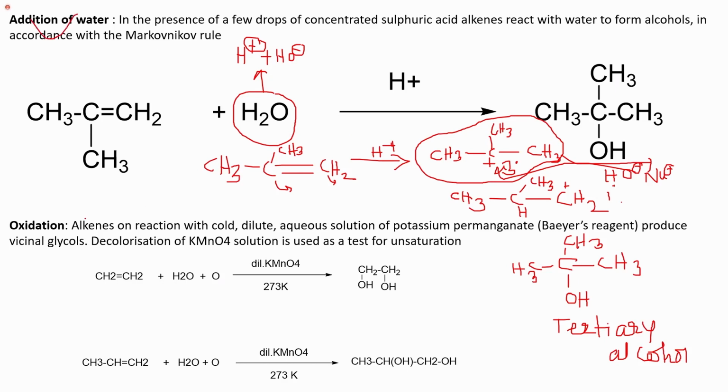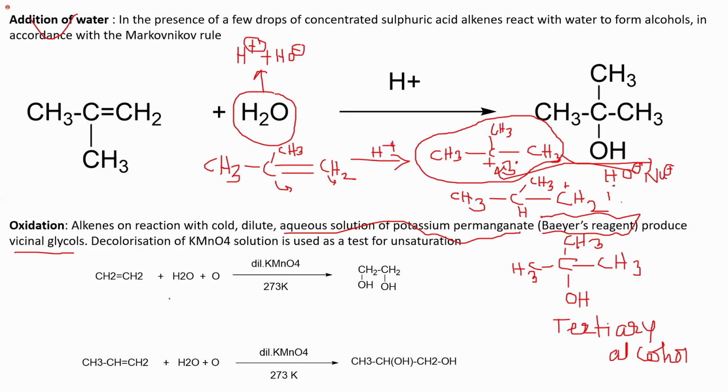So the addition of water is done, and the addition of H2SO4 is done. Now, if we think about the oxidation of the alkene moiety, what are the products you can get? They say there are two possibilities: alkene on reaction with cold dilute aqueous solution of potassium permanganate, that is Baeyer's reagent. In the NEET exam, people can ask you what Baeyer's reagent is. Baeyer's reagent is the aqueous solution of potassium permanganate. It produces vicinal glycol, and decolorization of the KMnO4 solution is used as the test for unsaturation.